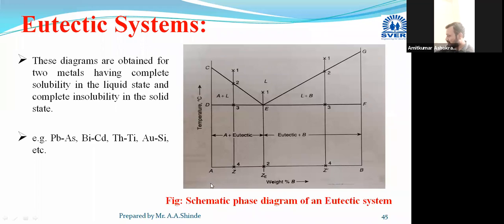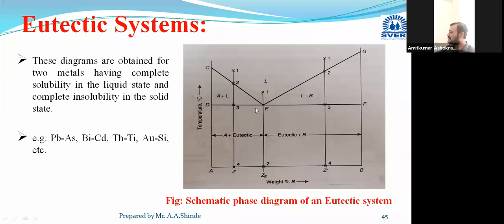A is 100% and B is 0. But as we move from this point towards the right hand side, what will happen? The amount of B starts increasing and the amount of A starts decreasing from 100%, slowly. Now when the amount of element B increases in element A, the melting point starts decreasing here. As the amount of B is increasing, element A's melting point starts decreasing.